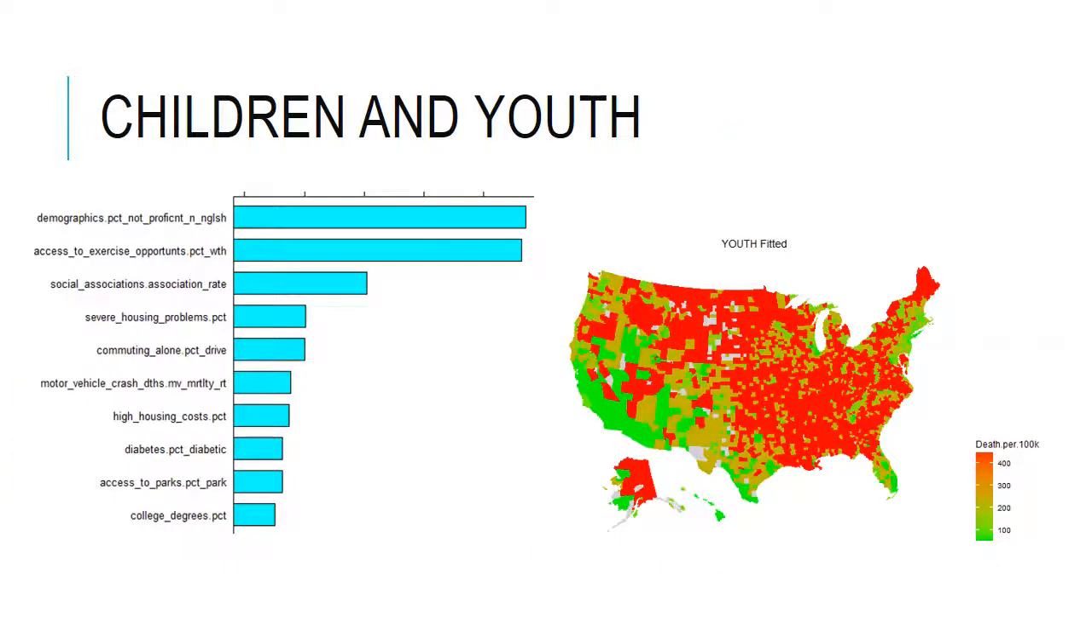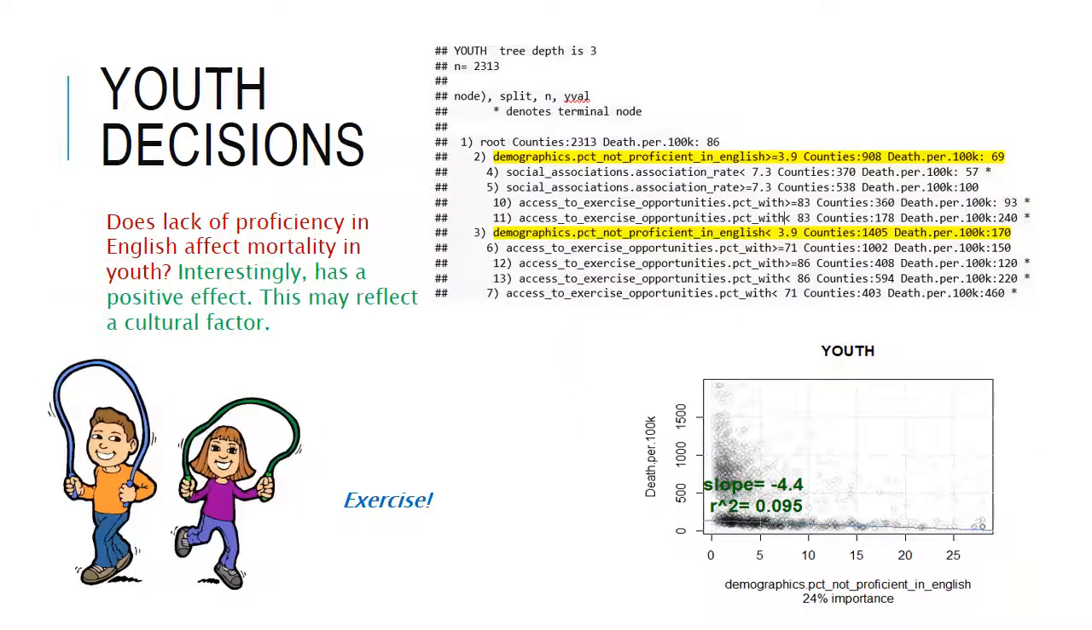Looking at the children and youth age group, one may think that not being proficient in English may be a major issue, but the next slide may show otherwise. One thing of interest is that the youth life expectancy is clearly better in metropolitan areas. Does lack of proficiency in English affect mortality in youth? Actually, interestingly, it has a positive effect. This may reflect a cultural factor or be evidence that correlation is not causation.